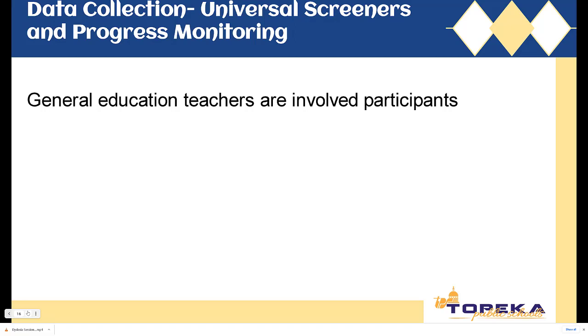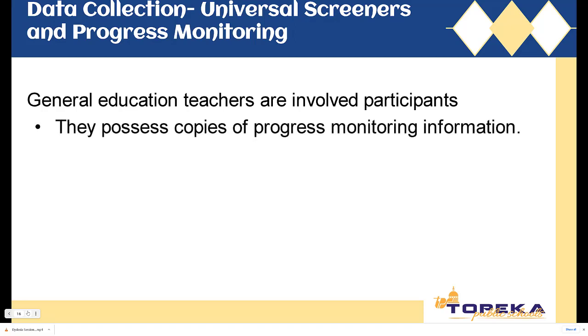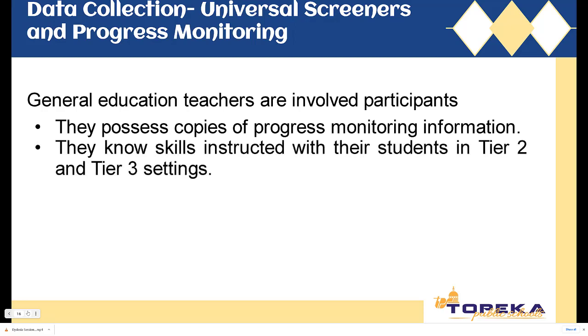When we look at data collection in universal screeners and progress monitoring, we also know that general education teachers are involved participants. They will possess copies of progress monitoring information. They will know skills instructed with their students in Tier 2 and Tier 3 settings. So classroom teachers will know what the interventions are that students are receiving from reading interventionists or special education teachers, for example, or from other providers within the building.